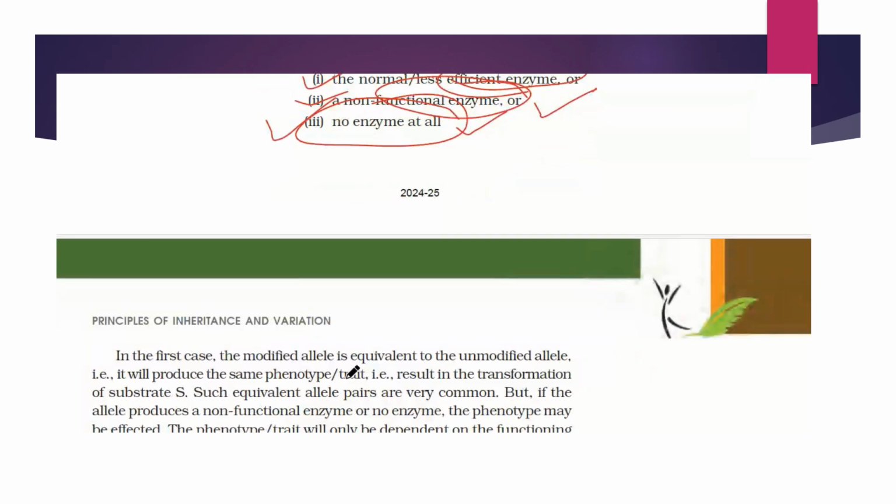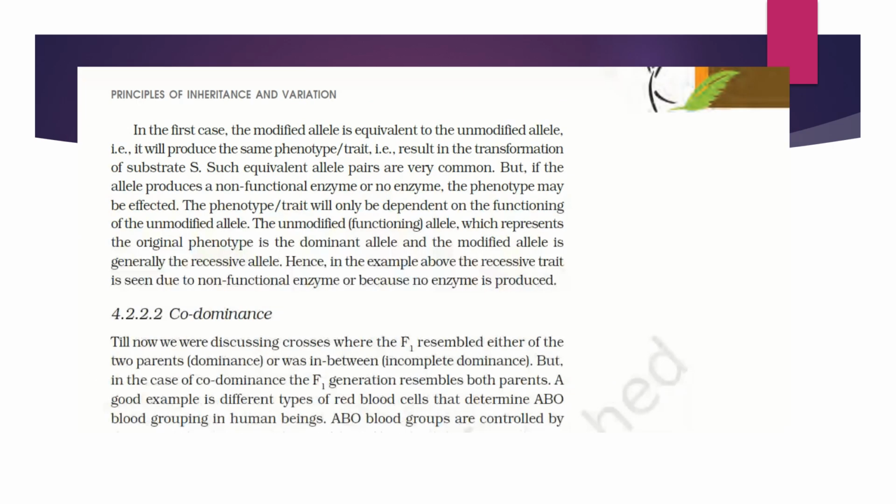As it is modified, what will we see in this case? In the first case, the modified allele is equivalent to the unmodified allele, so that is not really a modified one. It will produce the same phenotype or trait, resulting in the transformation of the substrate S. Such equivalent allele pairs are very common.